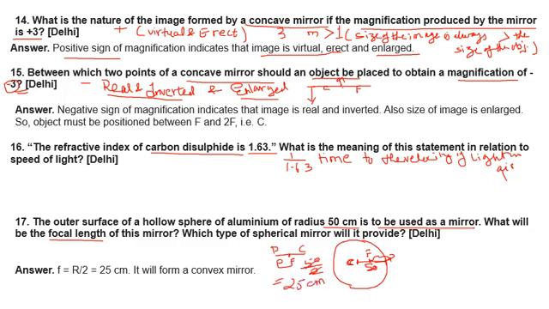centimeter. Which type of spherical mirror will it provide? It will provide a convex mirror, because we have taken the outer surface of the hollow sphere, so it is going to provide me a convex mirror.